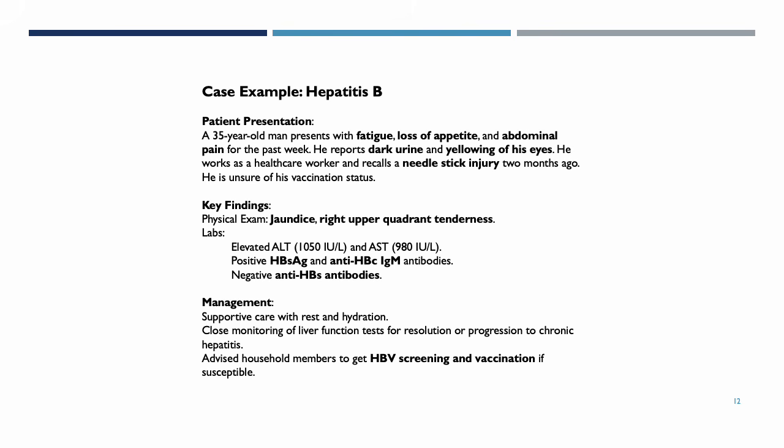Let us just briefly look at a case example for hepatitis B. So a 35-year-old man presents with fatigue, loss of appetite, and abdominal pain for the past week. He reports dark urine and yellowing of his eyes, so jaundice. He works as a healthcare worker and recalls a needle stick injury 2 months ago, and he's unsure of his vaccination status. We do our workup.